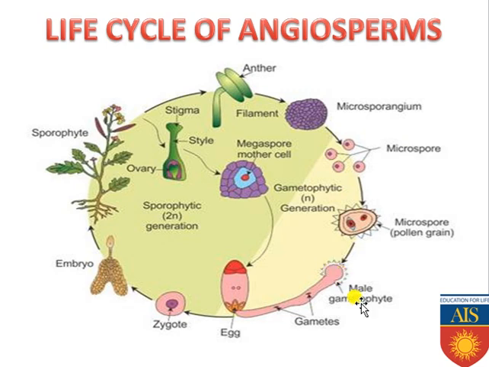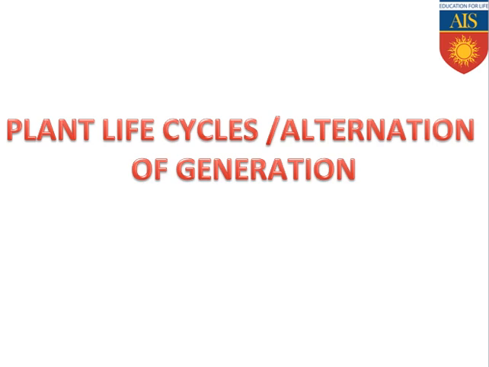Next, we are going to discuss plant life cycles or alternation of generation. What is that? We have already discussed that throughout the plant life cycle, there are 2 phases or 2 generations. One is the sporophytic generation, another is the gametophytic generation, and these continuously come one after another. After the gametophytic generation the sporophytic will come, after the sporophytic the gametophytic will come, so they come one by one continuously. This phenomenon is commonly known as alternation of generation or metagenesis.